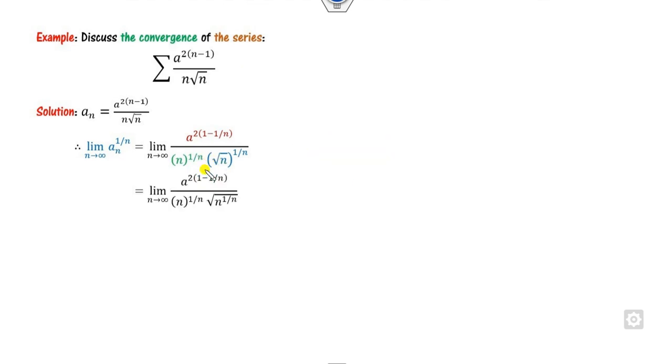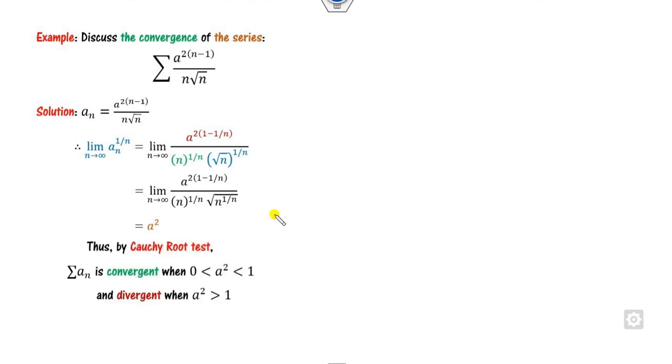Now, as n approaches infinity, this part goes to 0. So the numerator part will be 2 of 1 minus 0. What is the limit of this? It goes to 1. So it means it is 1 over 1. That is a square, the answer. Now when it is less than 1, it will be convergent, otherwise divergent. Again, why is it greater than 0? Because a square is always a positive value.